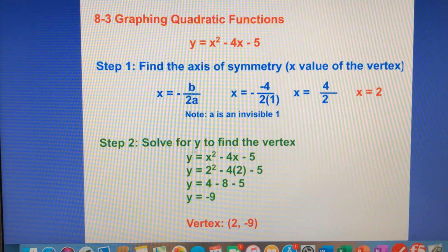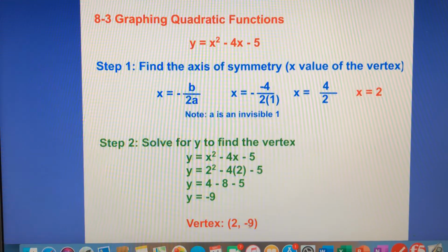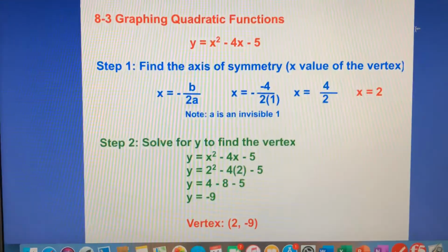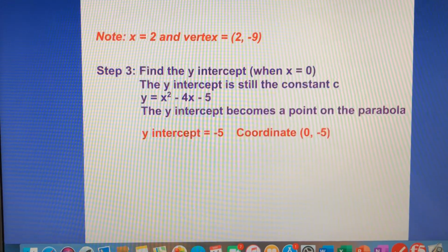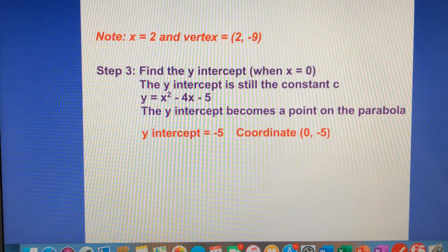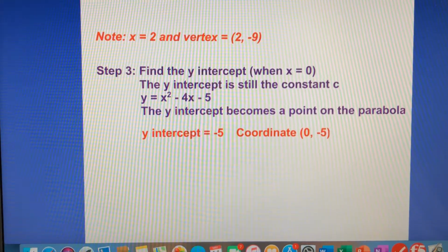Now you can go ahead and plug 2 into the equation where x is, and you can solve for y. This gives you not only your axis of symmetry, which is the dashed line, but you're also going to get the vertex of your parabola. Remember that the coefficient of x squared is going to tell you whether your parabola opens upward or downward, so that you know which way it's going, whether you have a maximum or a minimum. In this case, x equals 2, and the vertex equals 2 comma negative 9.